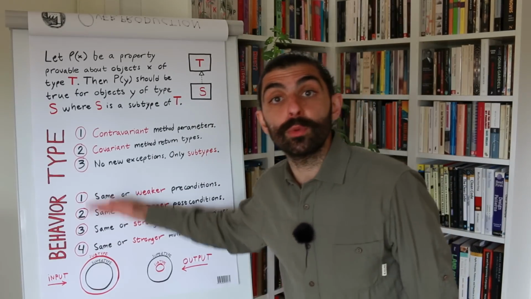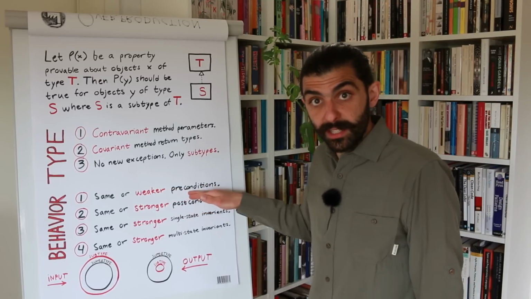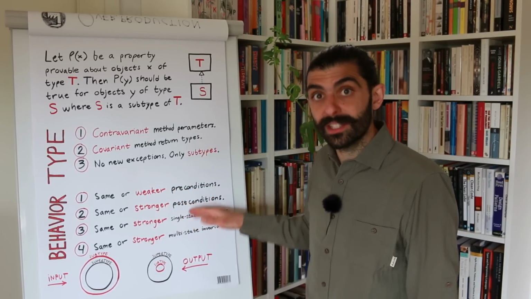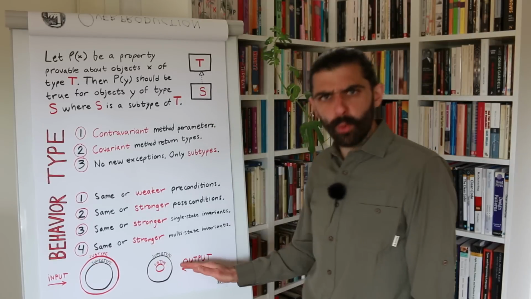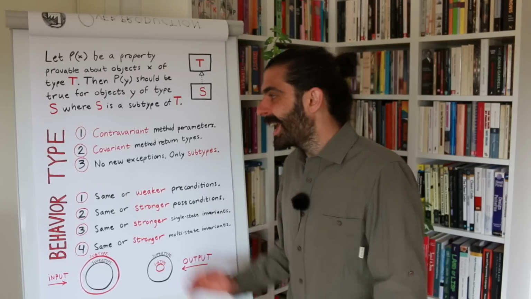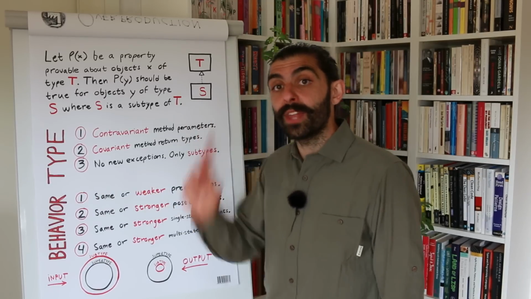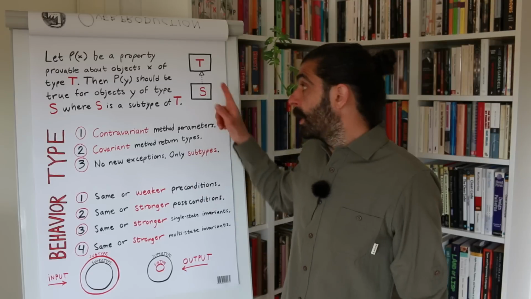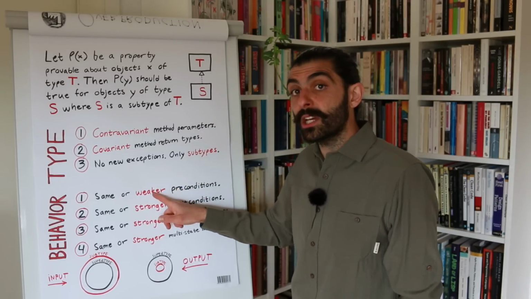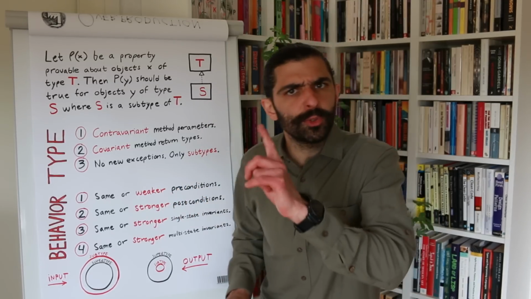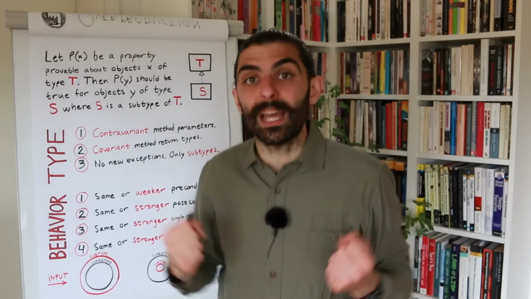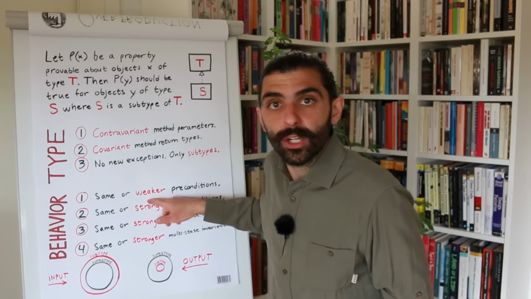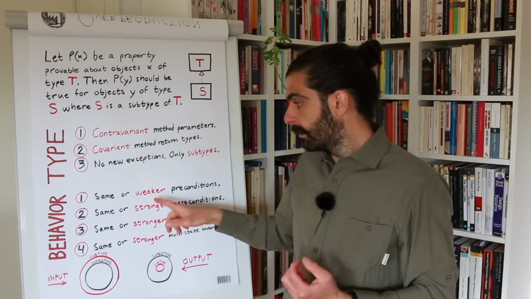Okay, but with the terminology out of the way, what are the 4 behavioral rules actually saying? Weaker preconditions and stronger postconditions is the same idea as contravariance in input and covariance in output, but at the value level rather than at the type level. So the subtype can have weaker preconditions but not stronger preconditions, because it needs to be liberal in what it accepts from others. It needs to be weaker in what it demands from others. Or of course the same.